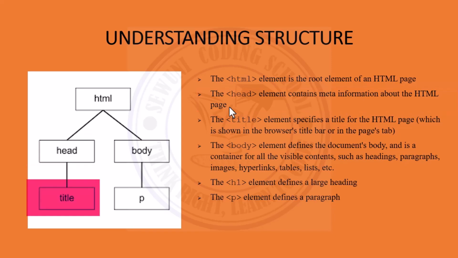So from the head, we can get a title that is found in the head, and then the head found in the main HTML element. Another child of HTML is the body. The body, okay, before I come to the body, let me talk about the title.